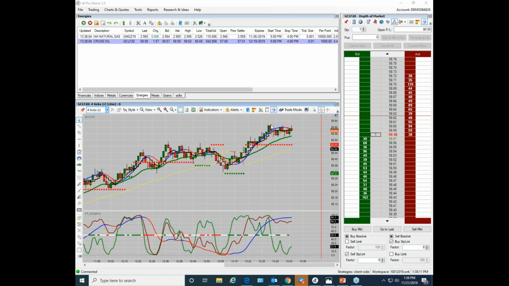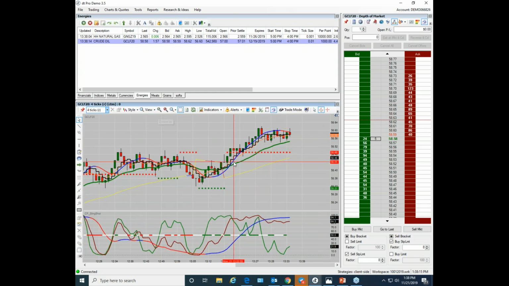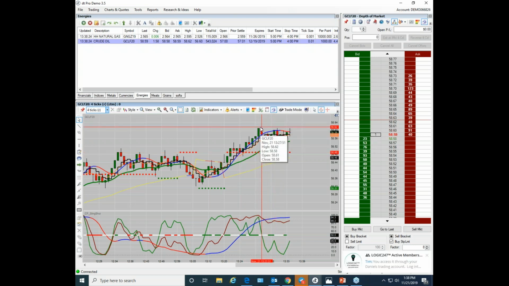Until the crude can make a new pivot high, we want to look from the bullish side because we have the bullish cross here, and we broke the trend line. It looks a lot like that S&P trade. But we've stalled here a little bit, so we would have to make a new high before we can get excited about getting long.